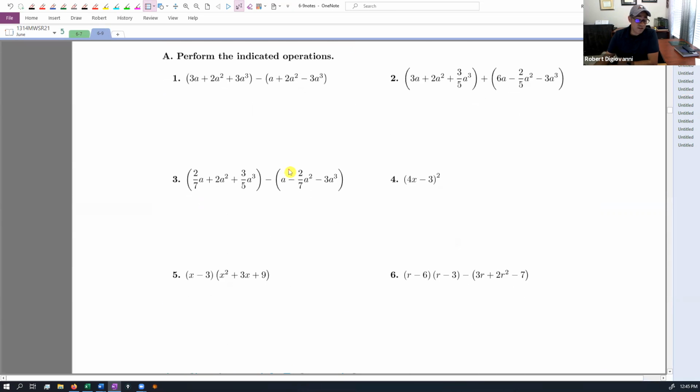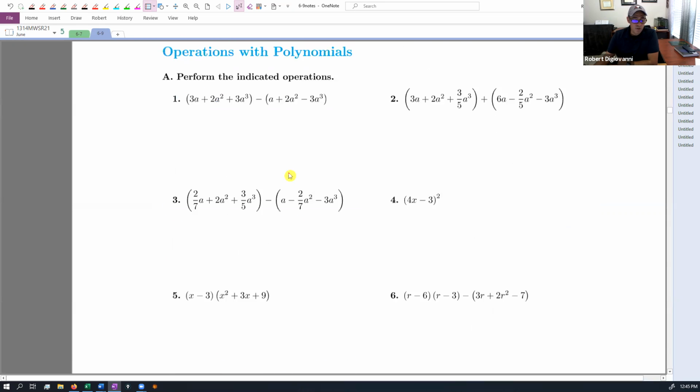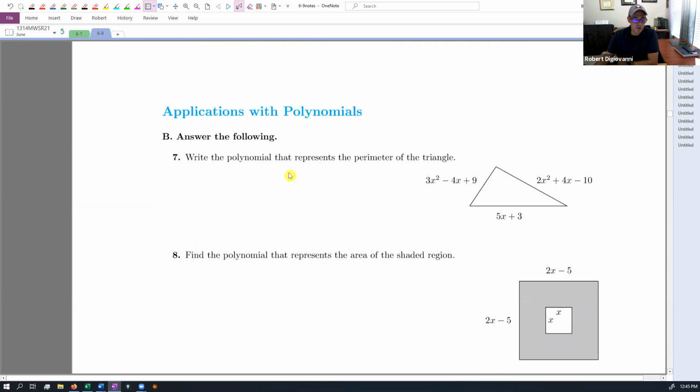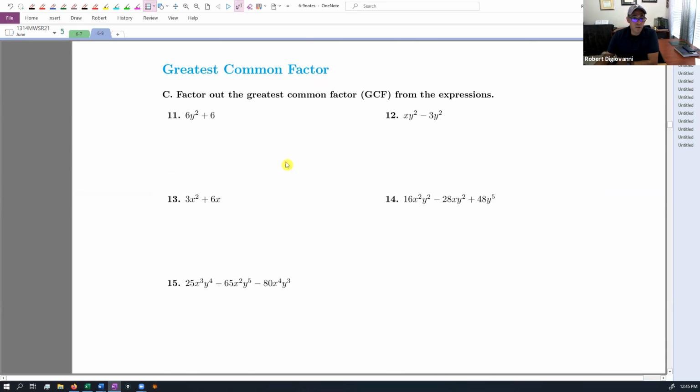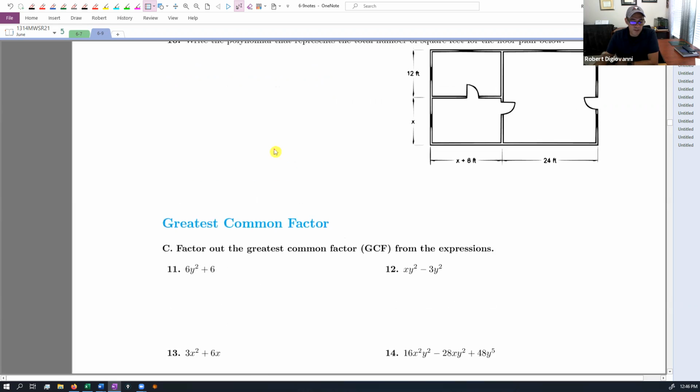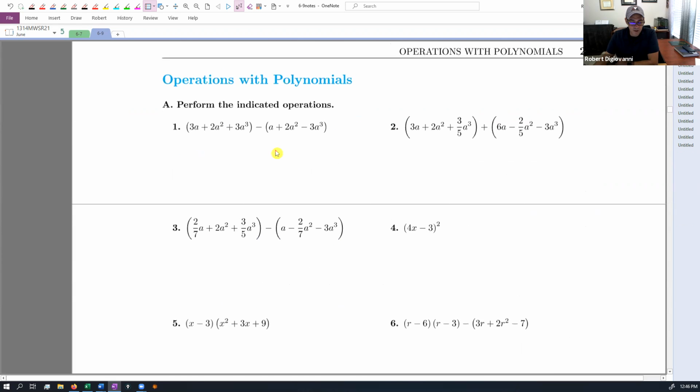Okay, so this next section, polynomials, operations with polynomials, applications with polynomials, and then greatest common factor, I'm going to go pretty fast through. I really tried to take my time through the linear equations because solving linear equations is one of those things where if you can't do that, then it's going to be very difficult to do anything else in the class. So I wanted to really make sure that we didn't blow through it so fast you were lost.